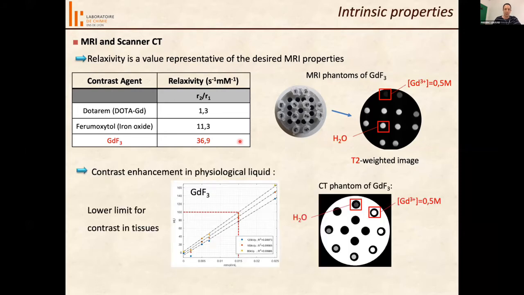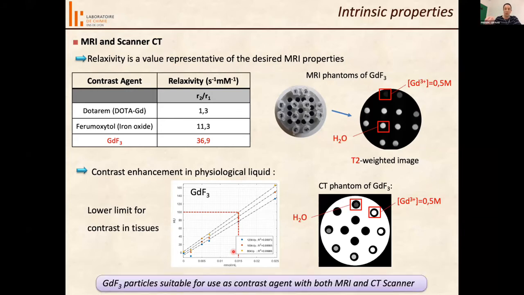Now, what about the CT scanner? Here you have the same kind of system. That is, you have a phantom filled with different tubes with increasing concentrations of the particles. And as you can see here, compared to water, we have a strong absorption of the X-rays, which can be seen by a white contrast. So here, just to show you, the lower threshold is in the same range as the commercially available contrast agents for CT scanner. So we have something that is suitable for both MRI and CT scanner imaging.